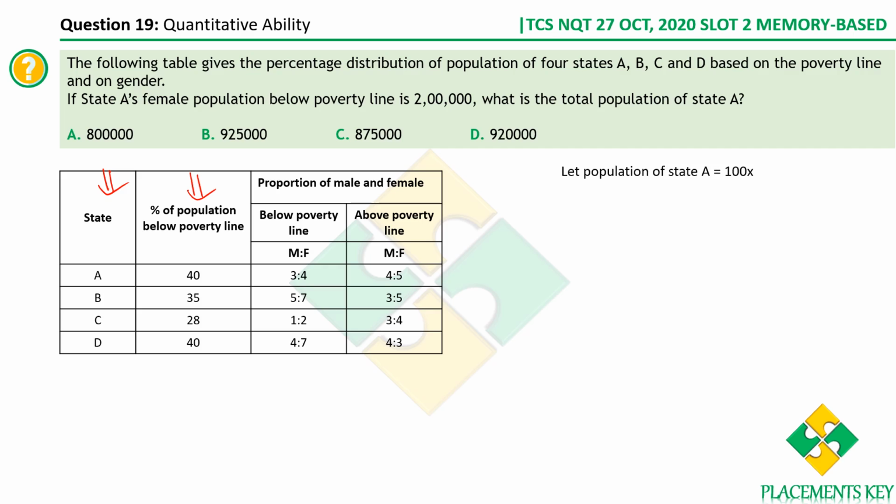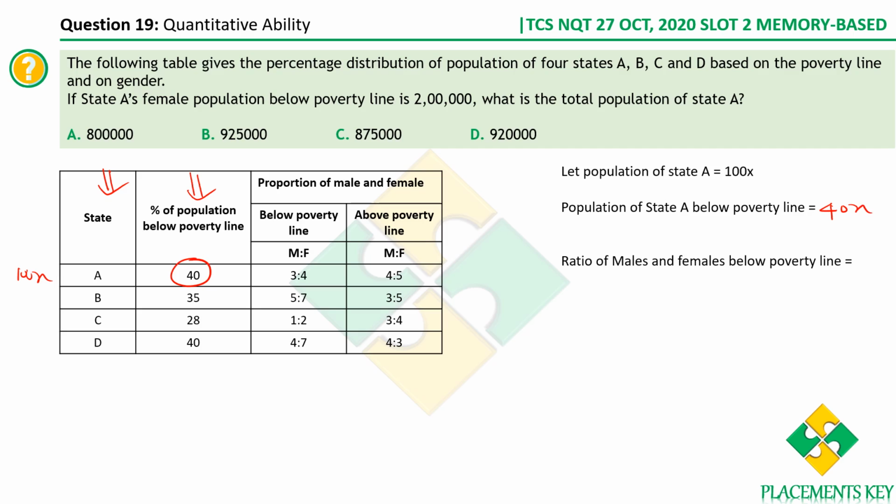First, let's assume the total population of state A to be 100x, so that the computations are easy. Now, what is the population below the poverty line? It is 40% of 100x, so we get 40x. So 40x population are below the poverty line. Then, what is the ratio of males and females below the poverty line? It is 3 is to 4.